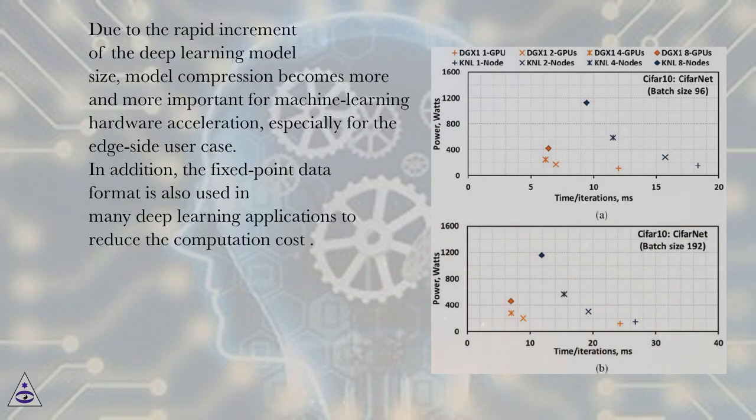Due to the rapid increment of the deep learning model size, model compression becomes more and more important for machine learning hardware acceleration, especially for the edge-side use case. In addition, the fixed point data format is also used in many deep learning applications to reduce the computation cost.